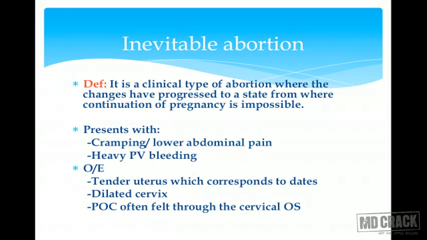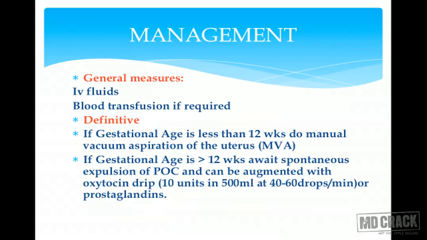Inevitable abortion. This is a clinical type which is a little ahead of threatened abortion. Over here, the change has progressed to a state from where continuation of pregnancy is impossible. Means the patient would have more bleeding, she would have pain, cramps, heavy PV bleeding, and on examination you will find the uterus is tender, which corresponds with the gestational age, but over here the difference is cervix would be dilated. Pregnancy is trying to come out. Products of conception may be felt which are coming out through the cervical os. So in this condition, continuation of the pregnancy with our medical or surgical management is not possible. That is why it is called inevitable abortion.